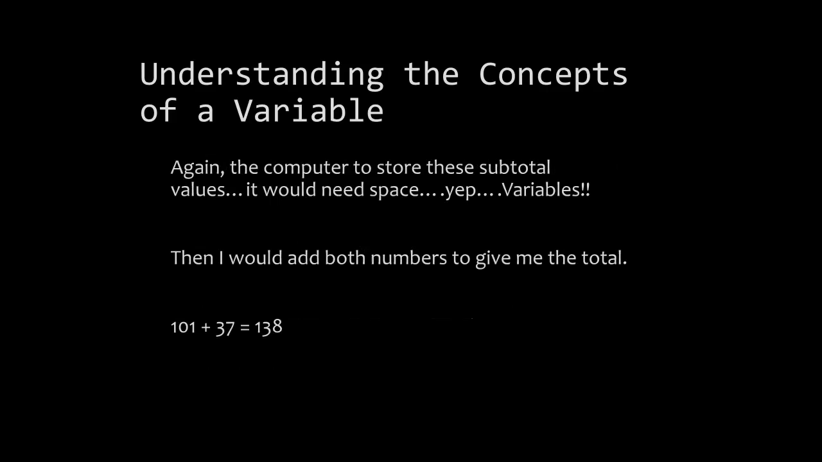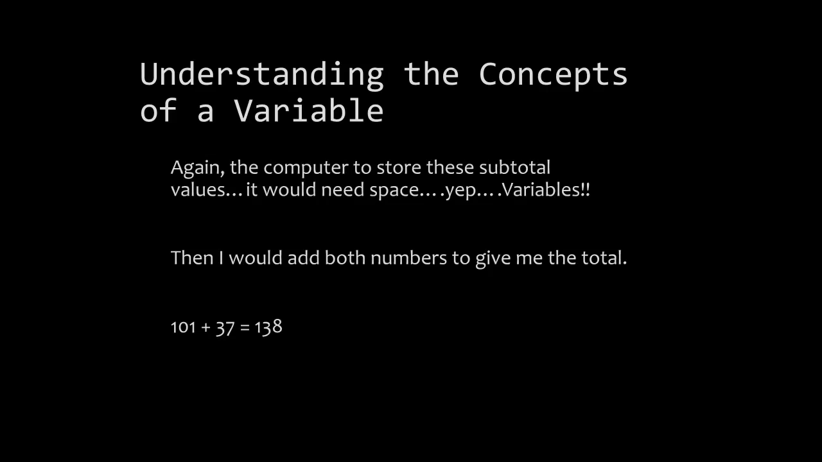So again, the computer would need a place to store those subtotals that I just talked about, okay? And again, it would need space to do so. And yep, that is what's called a variable. Then I would add them both together and give me the final total. Really, my overall goal for this was to give her a final total. And if I do that, it would be 138.